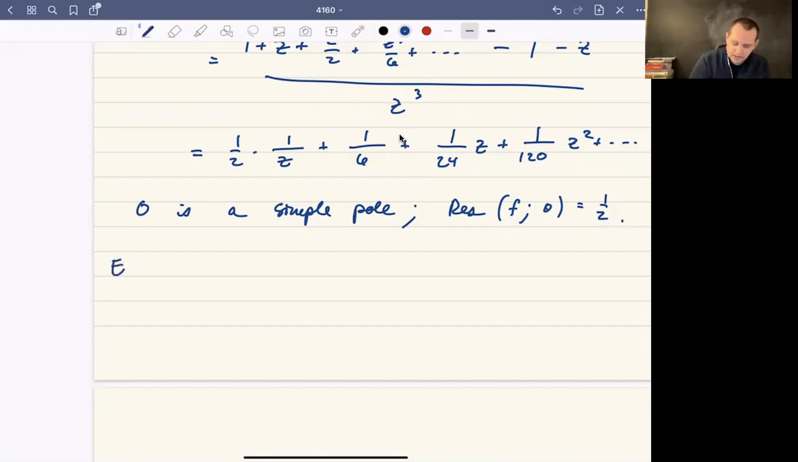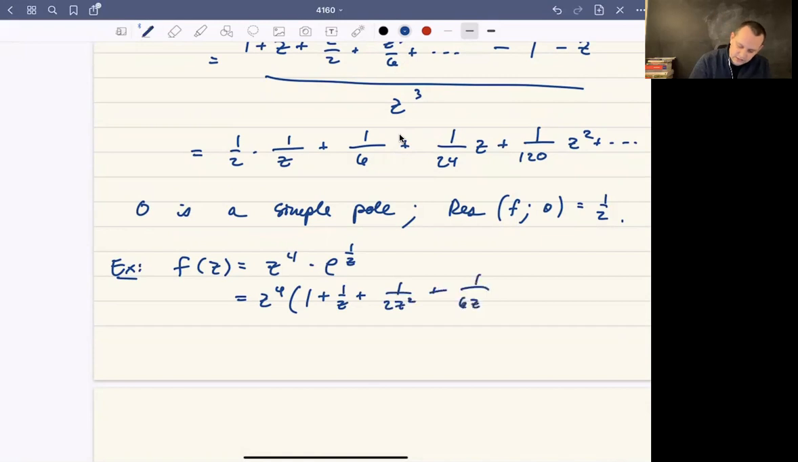Then let's do one more. Let's look at the function f, which is z to the fourth times e to the 1 over z. E to the 1 over z we talked about already, but this is going to be z to the fourth times 1 plus 1 over z plus 1 over 2z squared plus 1 over 6z cubed, plus 1 over 24 z to the fourth. Let me actually add one more term in there, plus 1 over 120 z to the fifth, and so on.